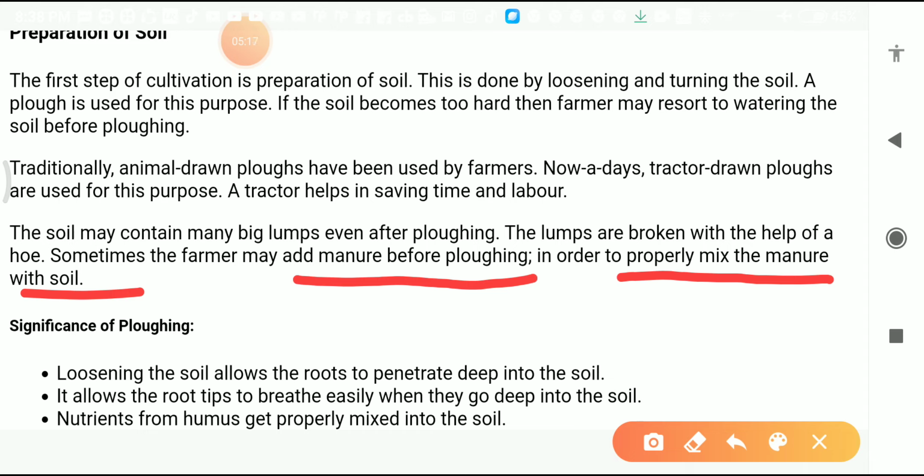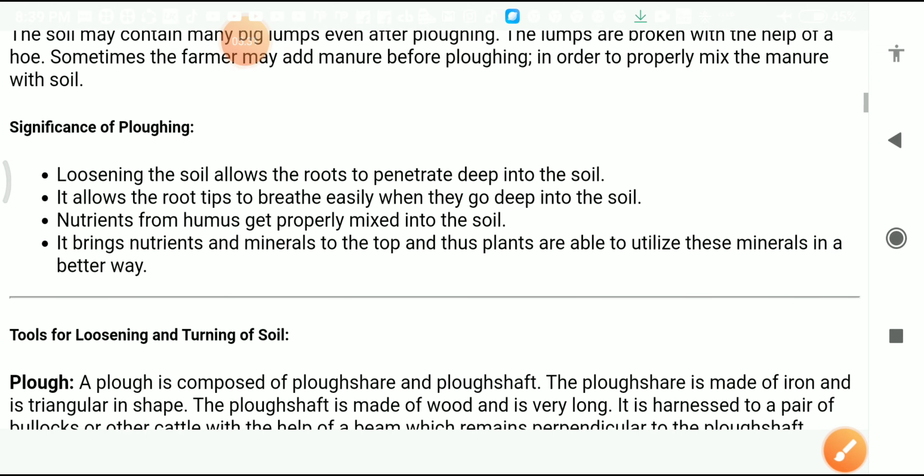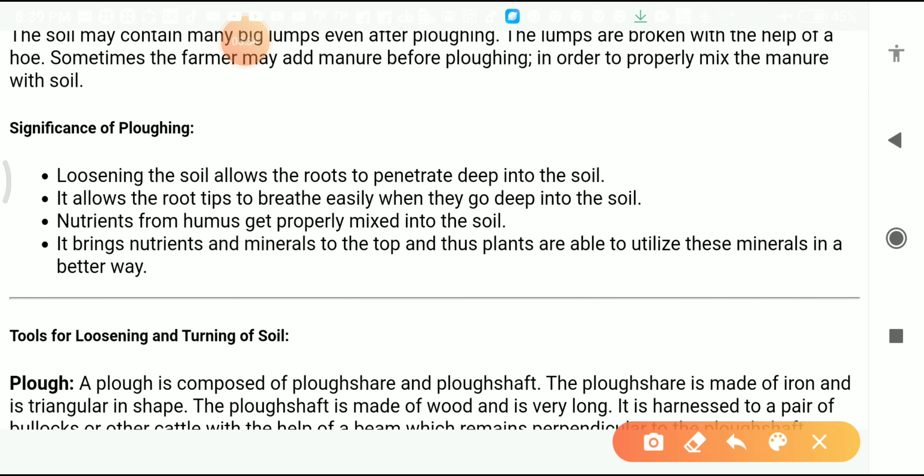Now, what is the significance of plowing? Significance means the importance of plowing, and why we do the plowing in the field. The first point is that we do the plowing in the field to loosen the soil. The soil becomes free. The soil is not hard. When we plow the field, the soil becomes loose.